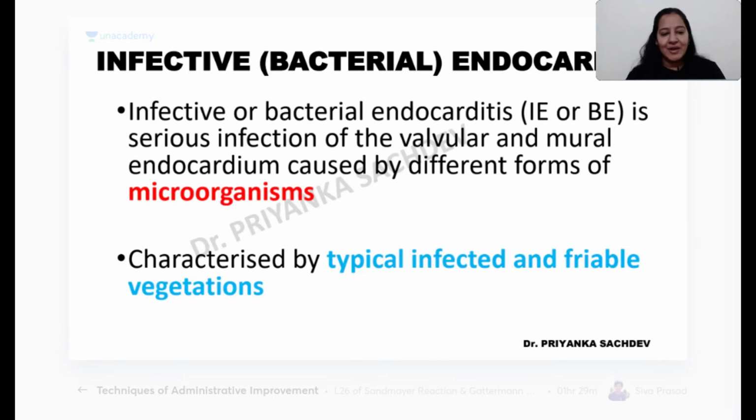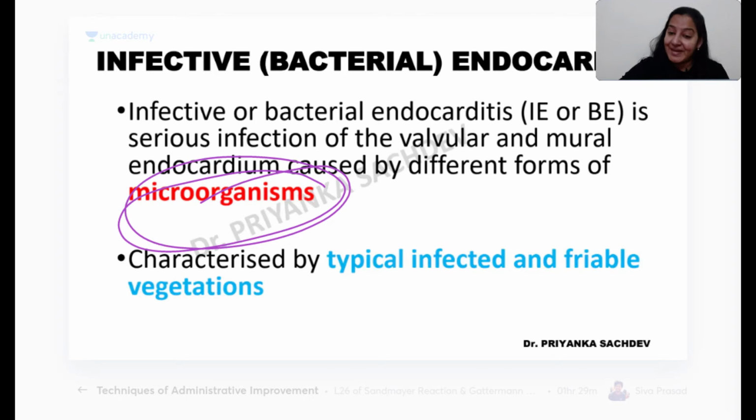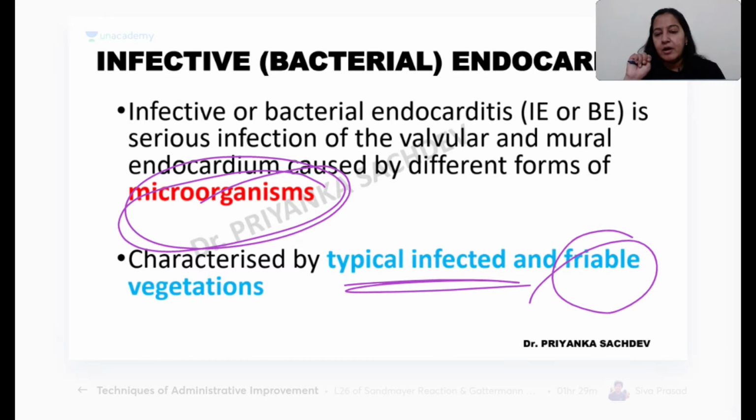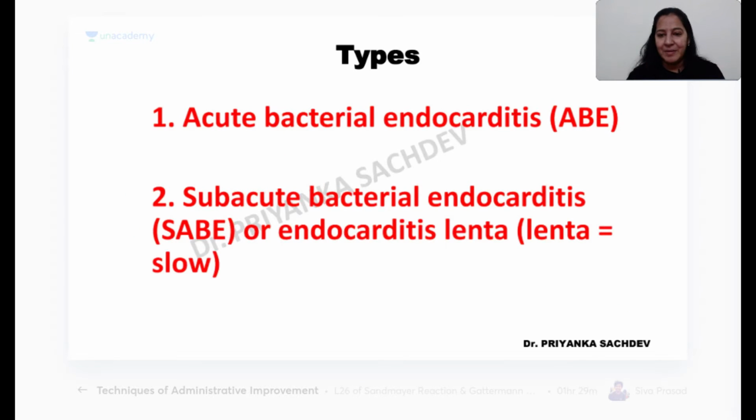So it is caused by bacteria. Infective endocarditis, as the name indicates, is caused by microorganisms, especially bacteria. It is typically infected. The vegetations contain bacteria inside the structure, and it is friable. It is the most friable out of the four. Out of the four, two are non-friable and two are friable. Which two are friable? NBTE and infective bacterial endocarditis. Out of these two, bacterial is the most friable, most detachable. The vegetation will detach from its site on the wall and move ahead with the flow of the blood.